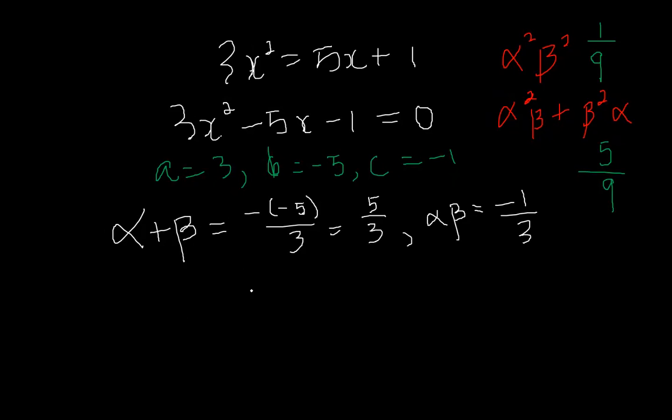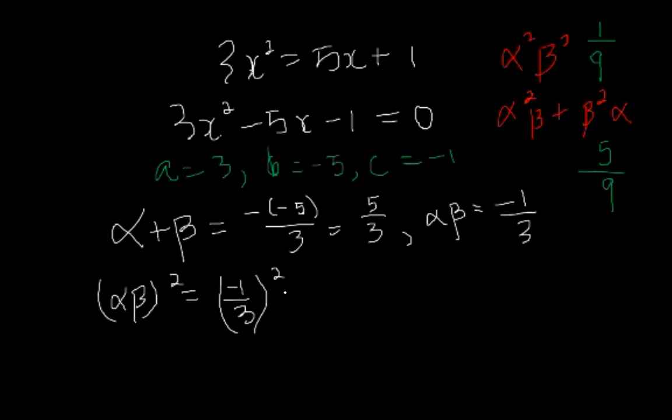Right? Fourth step. Anybody? What's the fourth step? To find alpha squared beta squared, which is basically alpha beta squared. So it would be negative 1/3 squared, which is 1/9. And for alpha squared beta plus beta squared alpha, what would I write?